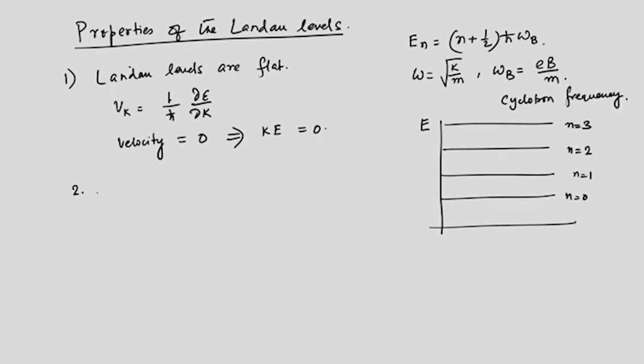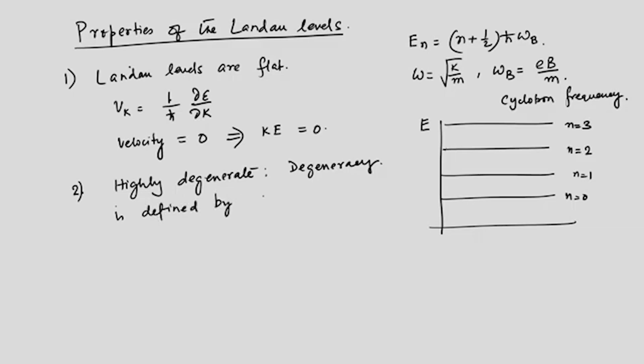Let's talk about another one. The second one, let's say, is that of course they are highly degenerate, which I said, but what are the implications of that? Let us see. So it's highly degenerate, and we have said that the degeneracy is determined by the magnetic field and A, the area of the sample. So A is equal to the area of the sample.